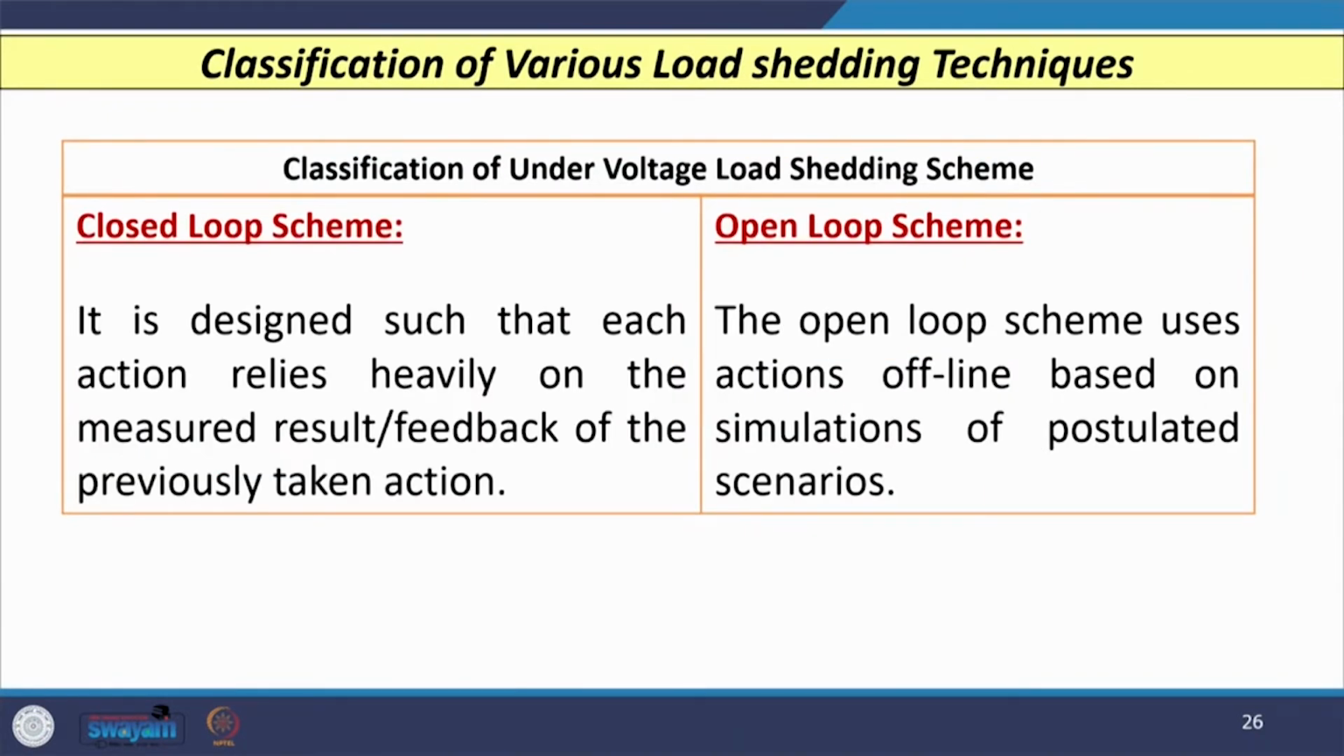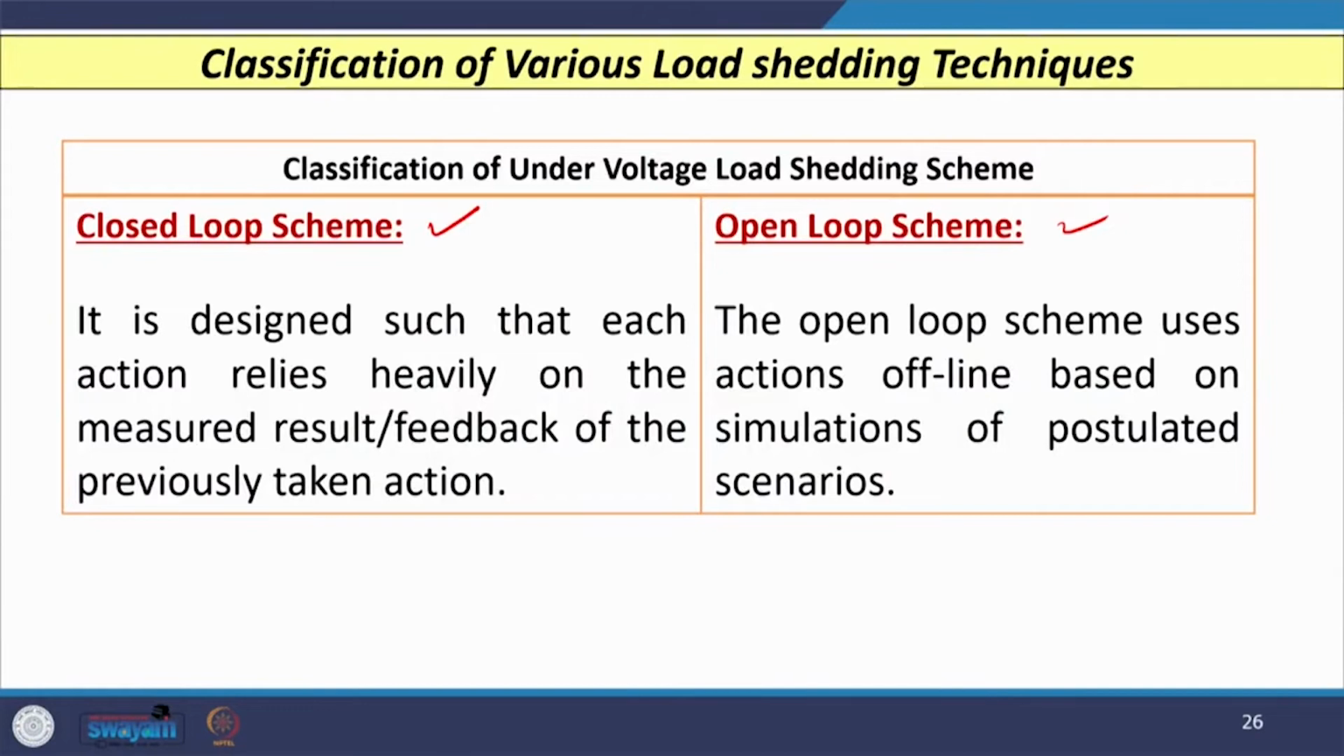The next type of classification is the closed loop type of scheme, and the second is the open loop type of scheme. So, the closed loop type of scheme is designed in such a way that it relies heavily on the measured result or feedback of the previous action taken. So, whatever previous action was taken, based on that your next action will be decided. Whereas, in case of open loop scheme, this scheme uses actions decided offline based on the simulations of the postulated scenarios.